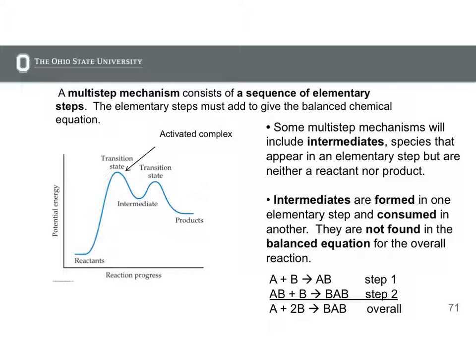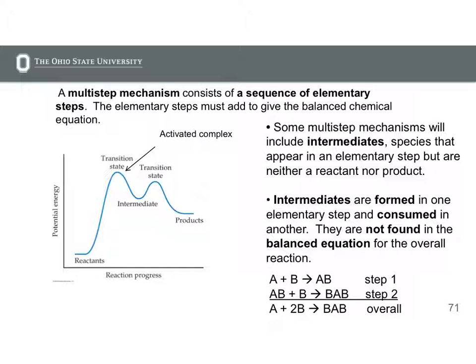So a two-step reaction like the one we saw on the last slide would have an interesting looking reaction coordinate diagram, a reaction progress diagram. So let's look at a general two-step reaction where we have A plus B forming AB in step 1, and AB plus B forming BAB in step 2, and an overall reaction of A plus 2B yields BAB.